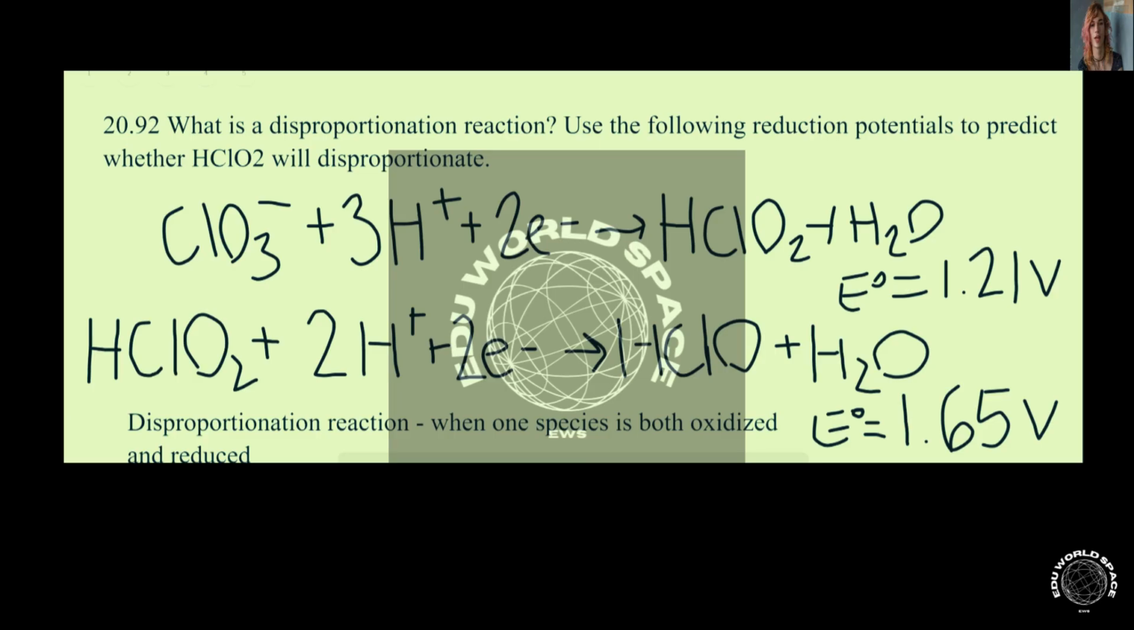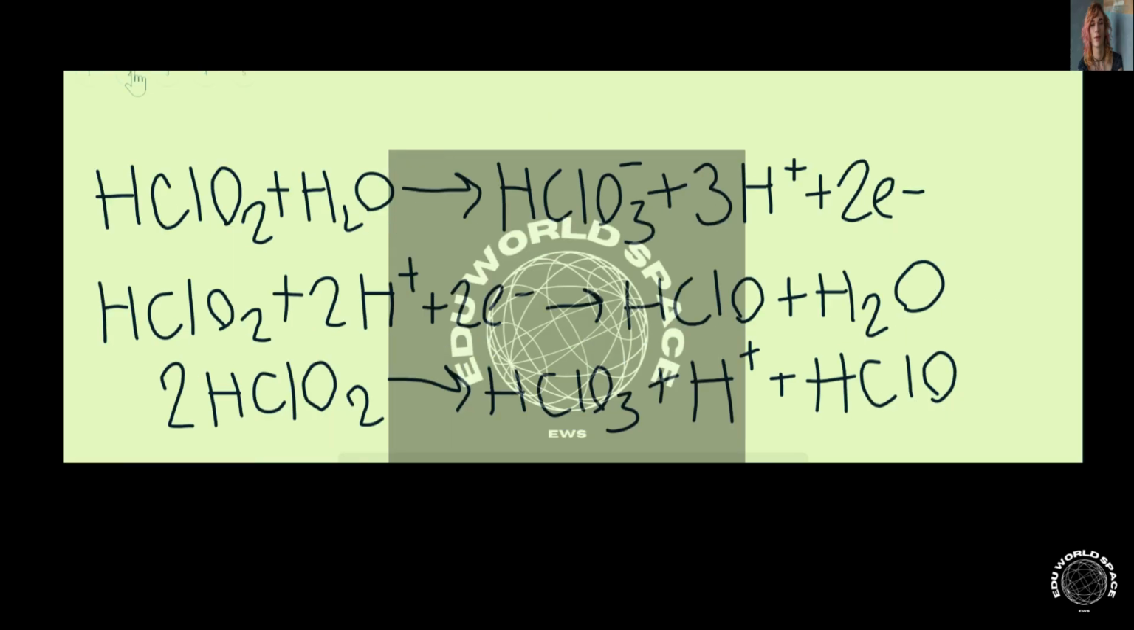So when we're picking which one we're going to flip directions, which one we're going to write as oxidation, we're going to pick the one with the lower reduction potential. So we're going to take this first half reaction with a reduction potential of 1.21 volts, and we're going to write it in the opposite direction. So let's go ahead and do that. So that gives us HClO2 plus H2O yields HClO3 minus plus 3 protons plus 2 electrons. And then our other half reaction, we haven't changed at all. It's still written in the forward direction. It's HClO2 plus 2H+ plus 2 electrons yields HClO plus H2O.